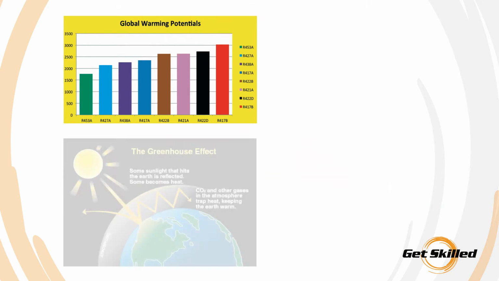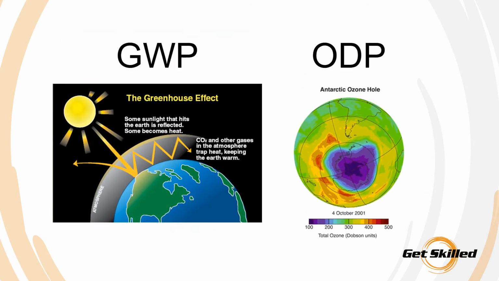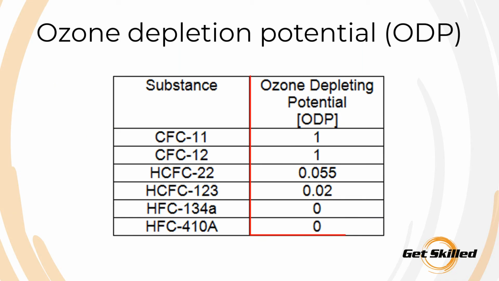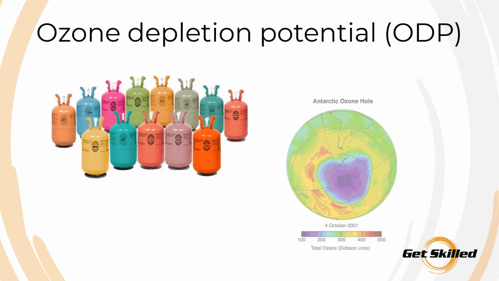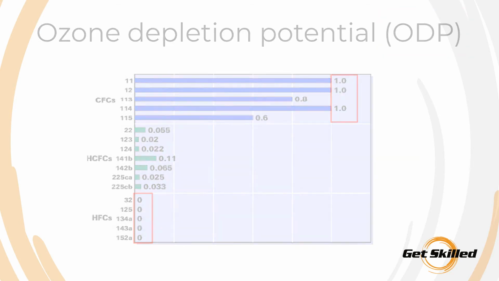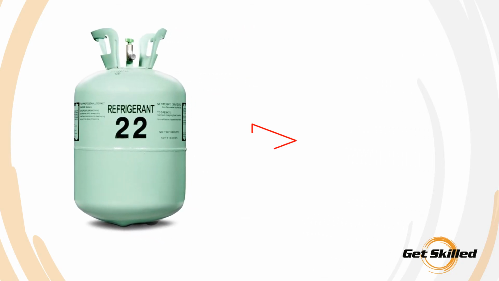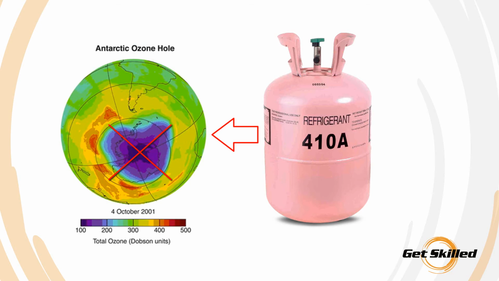Other refrigeration terms we must be familiar with include ODP and GWP. The ozone depletion potential, ODP, of a refrigerant is the relative amount of degradation to the ozone layer it can cause. ODP has a range of 1 to 0. R22, for example, has an ODP of 0.055, where R410A is 0.0 and does not deplete the ozone layer.